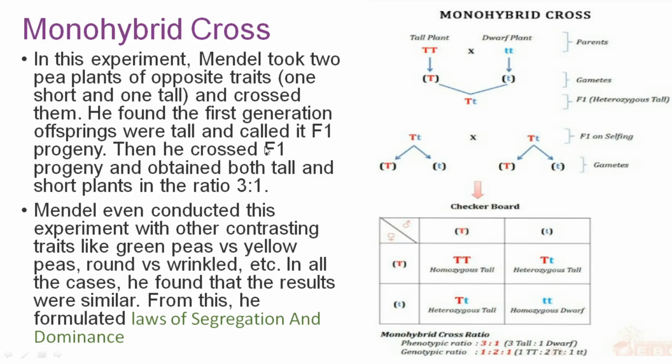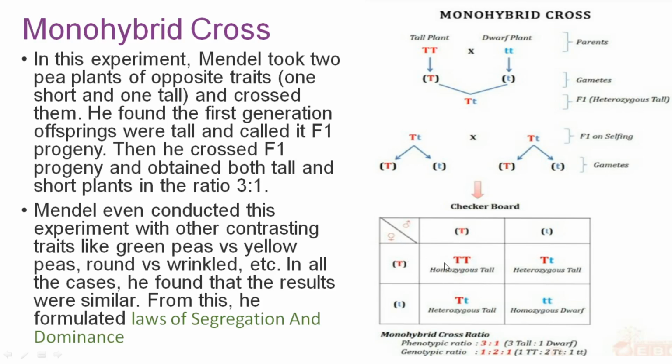Then he crossed the F1 progeny and obtained both tall and short plants in the ratio 3 to 1. It means he took this F1 hybrid and allowed self pollination. These offspring are pollinated by themselves, and the cross is written in a checkerboard. One parent's gametes are written on one side and the other parent's gametes on the other side.